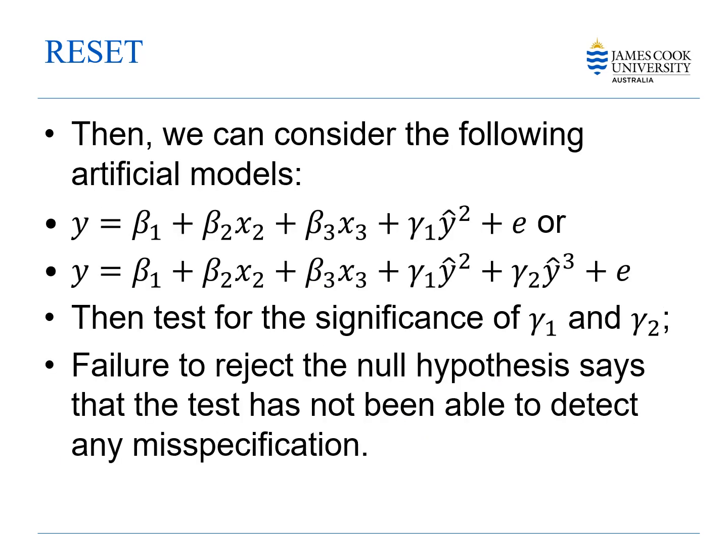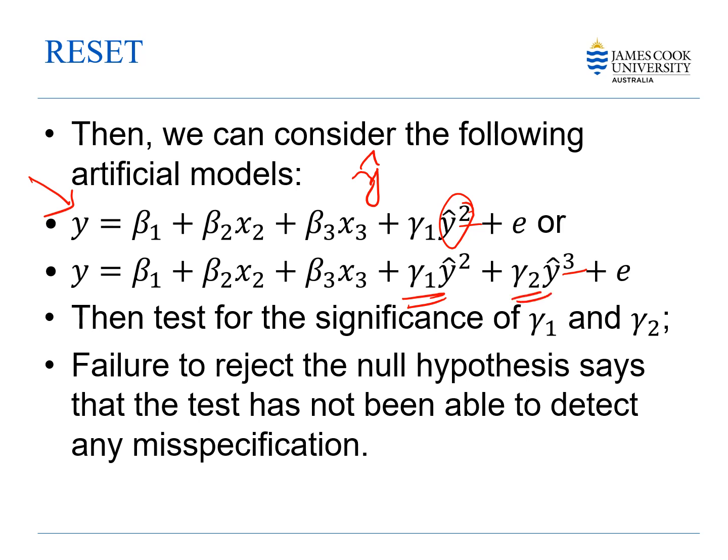So we want to include this y hat square. Pay attention: you don't want to include y hat itself into the artificial models. So you want to include either square terms or cubic terms, square and cubic term. You can even include y hat to the power 4, 5, and so on and so forth. Then test for the joint significance of gamma 1, gamma 2.